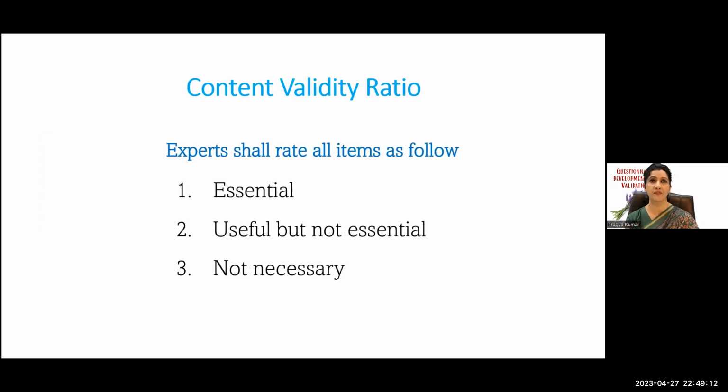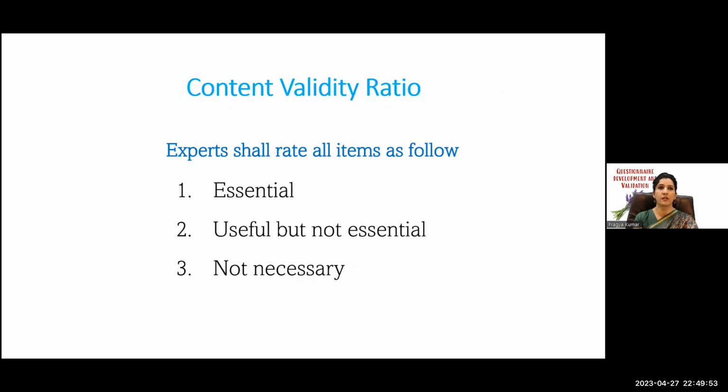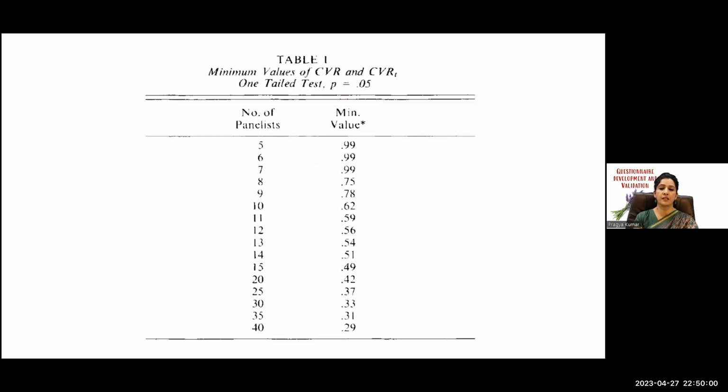Now coming to the content validity ratio. In content validity index, we had 4 scores. But here in content validity ratio, which is given by Lawshe, you can see it gives a 3-point scoring system. One is essential, second is useful but not essential, and third is not necessary. We calculate the content validity ratio using this formula: (NE minus N/2) divided by N/2, where NE is the number of experts rating an item essential, and N/2 is half the number of experts. You deduct it from the numerator and you divide it in the denominator.